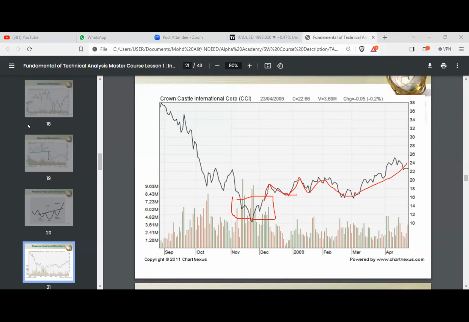And it takes some time actually. This is a fresh breakout. For the first movement here, it just reaches this resistance. Second time you try, it just reaches the previous resistance. And the third time you try, they go all the way up. It takes time. They are playing with your emotion.